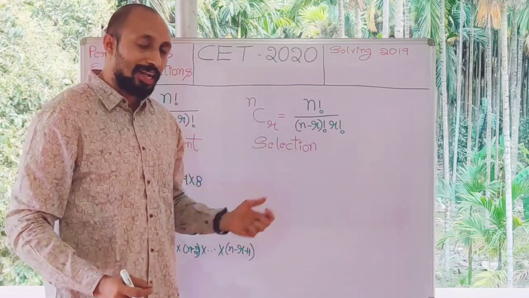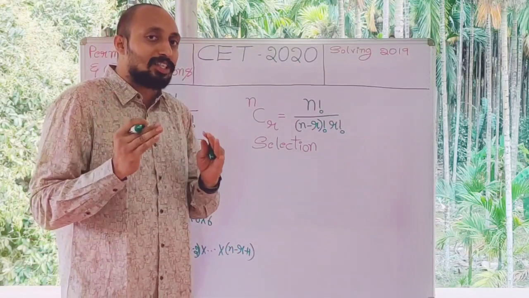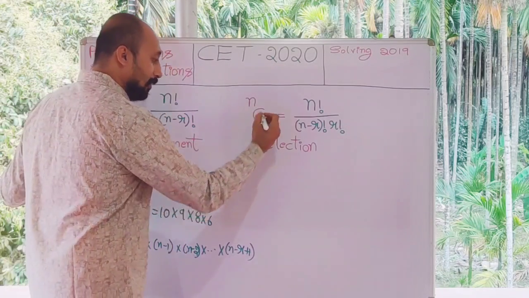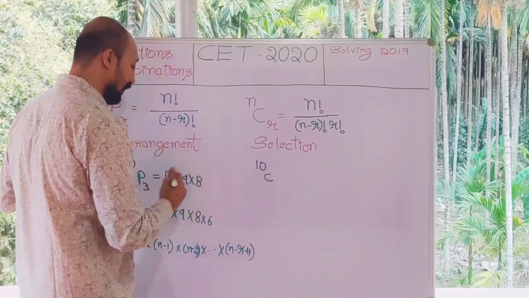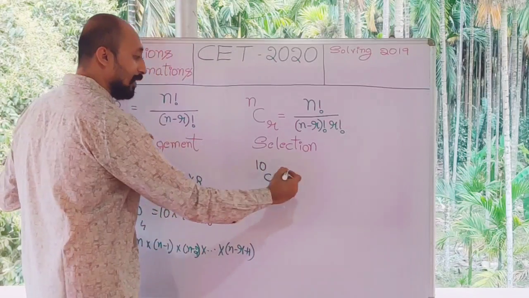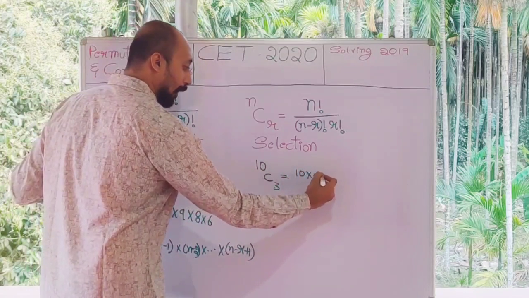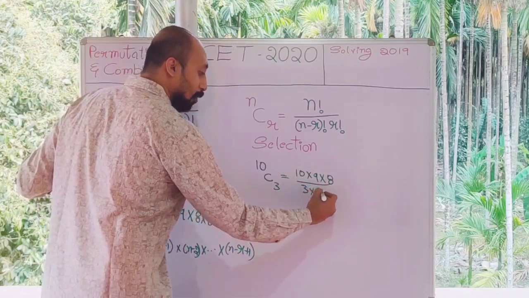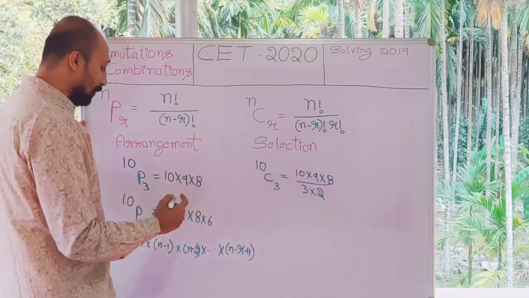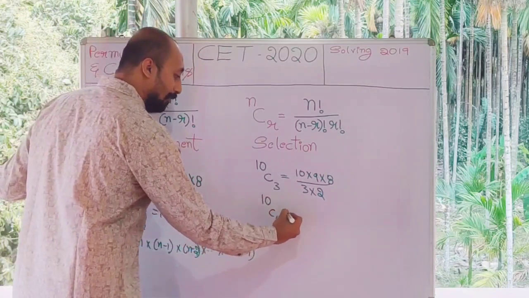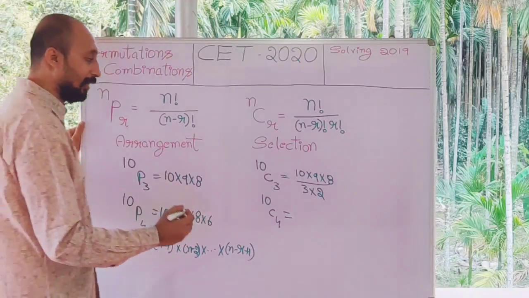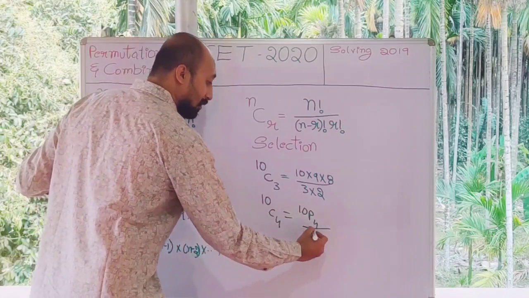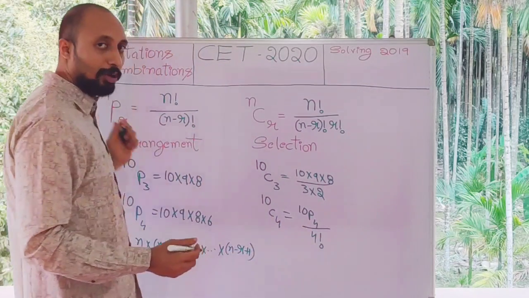When we come to combination, it is permutation only, but with the extra denominator of r factorial. If I have 10C3, I'll be getting exactly the same thing in the numerator, 10 into 9 into 8, but it will be divided by 3 factorial. That is 3 into 2 into 1. Very similarly, if I have 10C4, I will be getting exactly the same numerator. I can write it as 10P4 divided by extra 4 factorial. 4 factorial is 24.